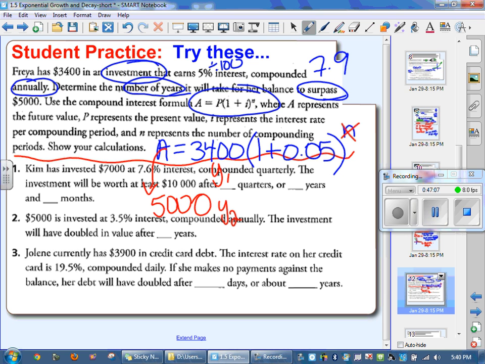Okay, this concludes the lesson of 1.5, Exponential Growth and Decay. Stay tuned. I will continue right now, and I will give you the answers for the student practice section.